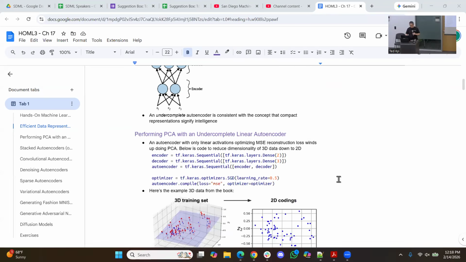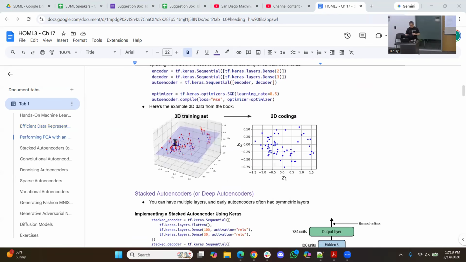So they show some code, and then they have an example where here's a data set of red points. They do not all lie in a plane. It might be a little hard to tell from the diagram. Let me make it a little bigger.